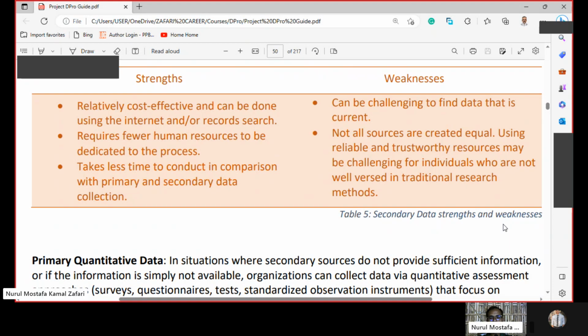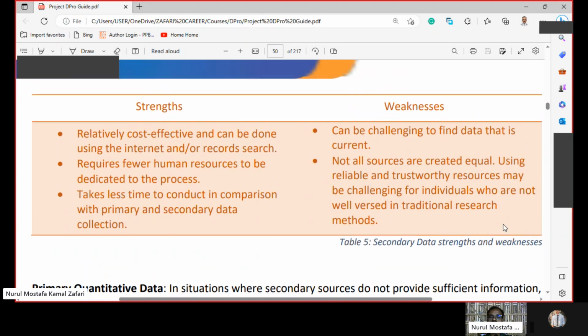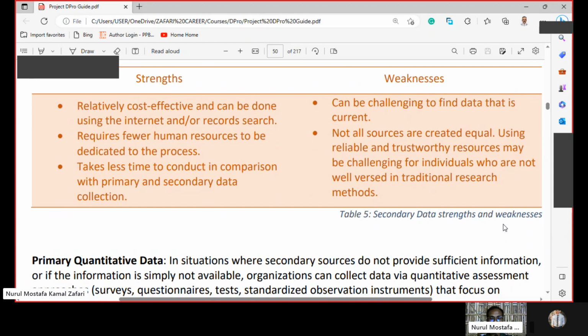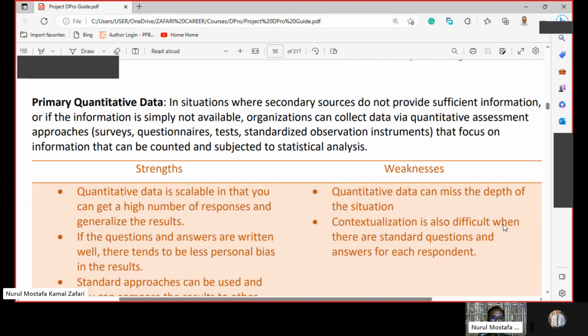The weaknesses: it can be challenging to find data that is current. Not all sources are created equal. Using reliable and trustworthy resources may be challenging for individuals who are not well versed in traditional research methods. So it has some weaknesses we need to take note of.